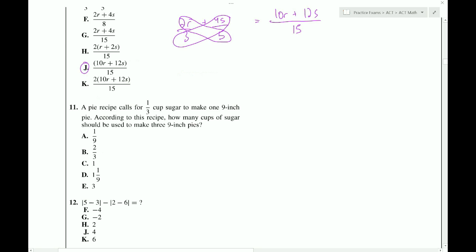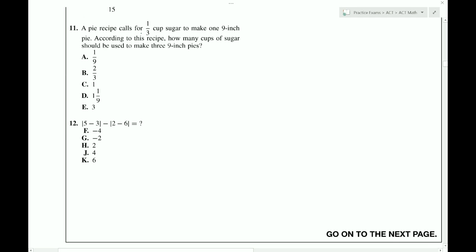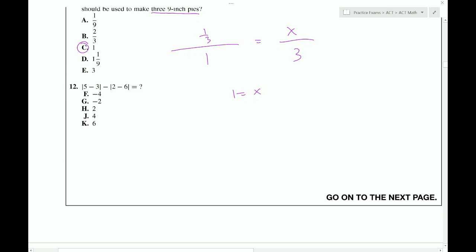A recipe calls for 1/3 cup of sugar to make one 9-inch pie. According to this recipe, how many cups of sugar should be used to make 3 9-inch pies? Okay, so a third of a cup of sugar to make 1. How many to make 3? So we can cross multiply this, and we get 1 equals x. Right, 3 times a third is 1.